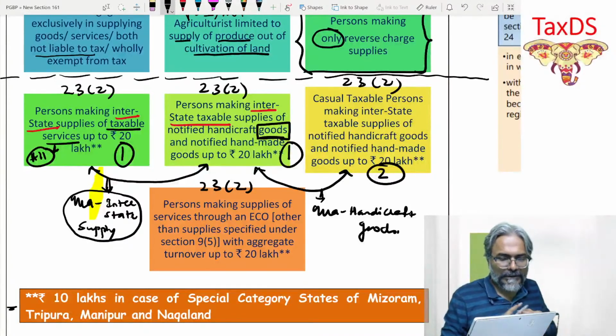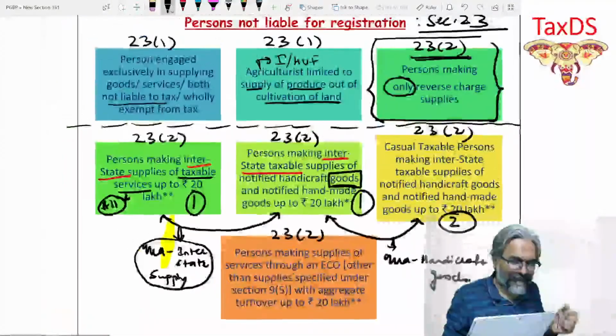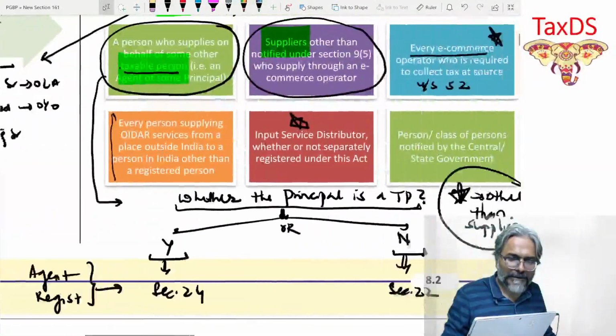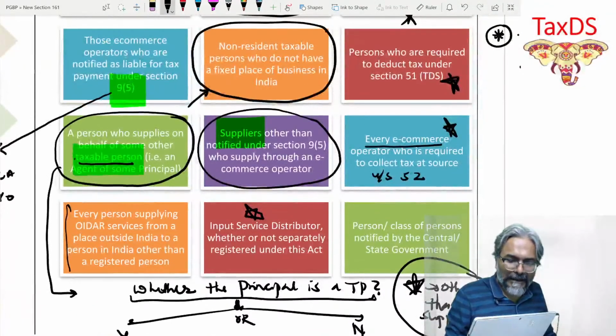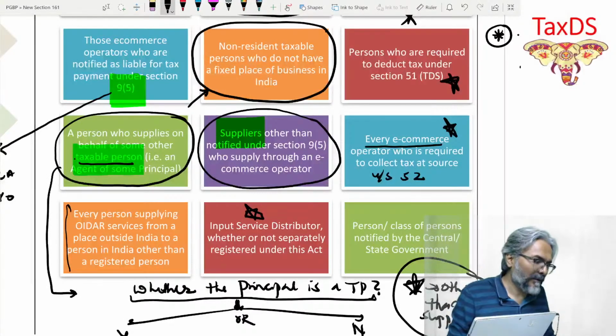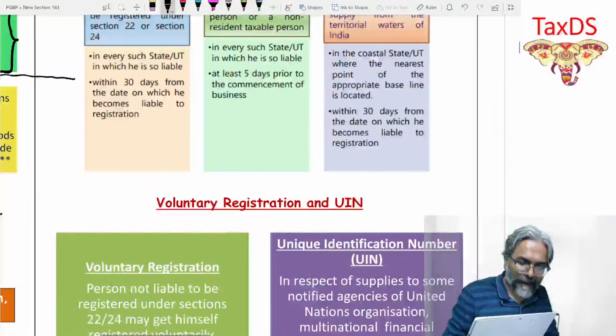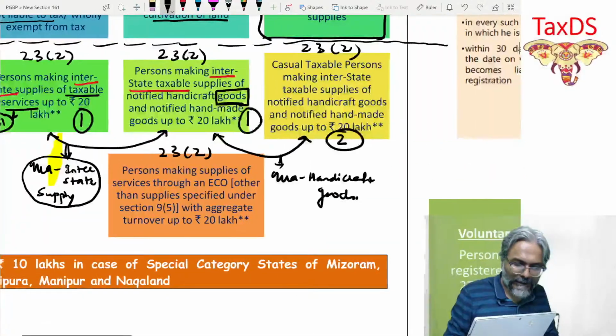If you are clear with this one, friends, now I take it forward in this context. One last point is left, friends. See this one. Suppliers other than those notified under 9(5) who supply through an e-commerce operator. That I told you, friends. E-commerce operator, friends, in this context. So this is point number 3. But be careful. Again, point number 3. Please write point number 3 over here.